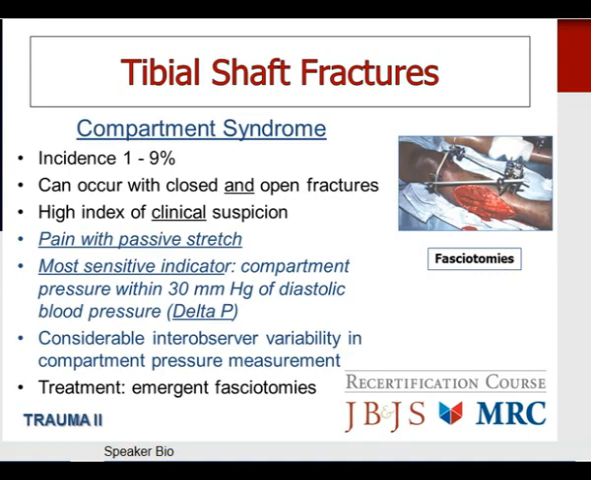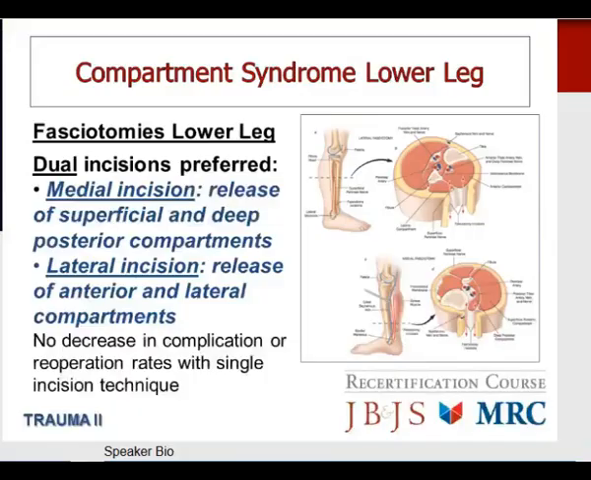Once a compartment syndrome is diagnosed or suspected, then the only treatment, of course, is emergent fasciotomies. With fasciotomies of the lower leg, the dual incision technique still is the preferred approach. With a medial incision, you can release the superficial and deep posterior compartments. With a lateral incision, you can release the anterior and the lateral compartments. There is a single incision technique that has been described in the literature. However, that technique has not been associated with any decrease in complication rates or reoperation rates.